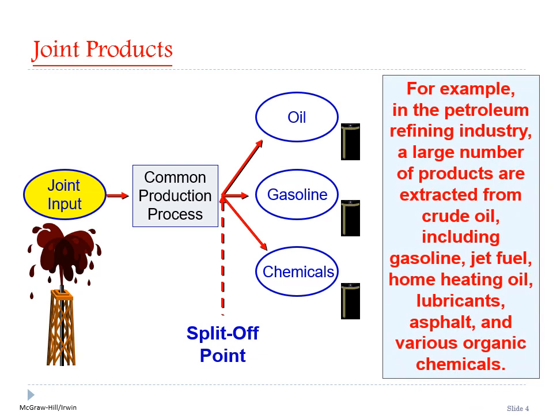يبقى هنا ده an example of oil أو petroleum industry. يعني for example هنا بيقول لي for example in the petroleum refining industry a large number of products are extracted from crude oil including gasoline, jet fuel, home heating oil, lubricants, asphalt and various organic chemicals. يبقى ده as an example of the joint products. يبقى ده مثال واضح جدا على الجوينت برودكتس اللي هي المنتجات المشتركة. Okay.